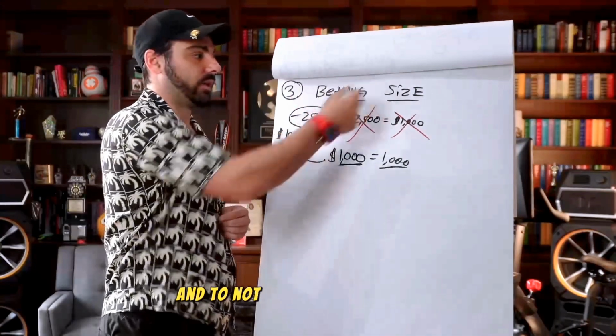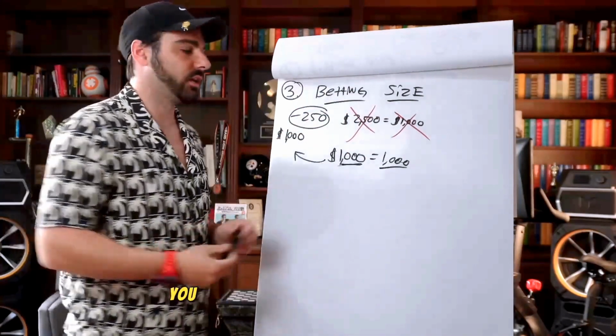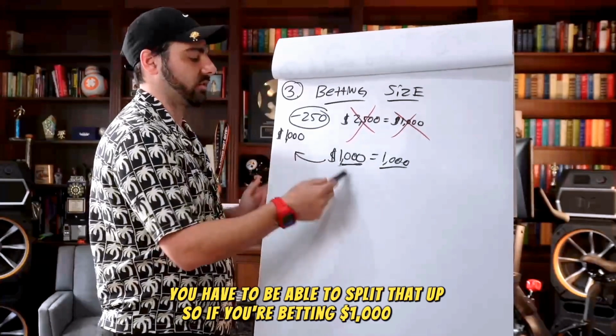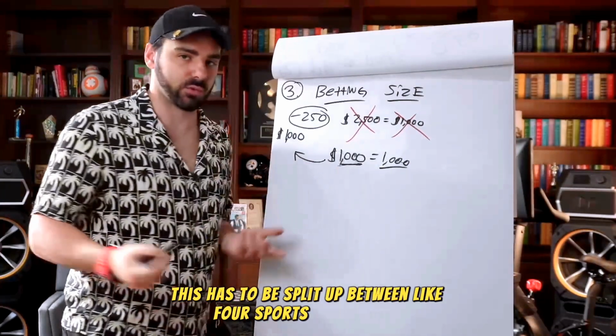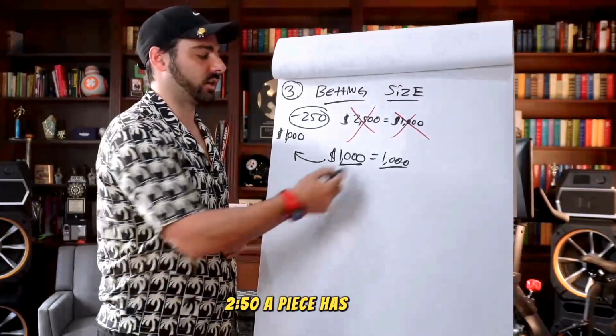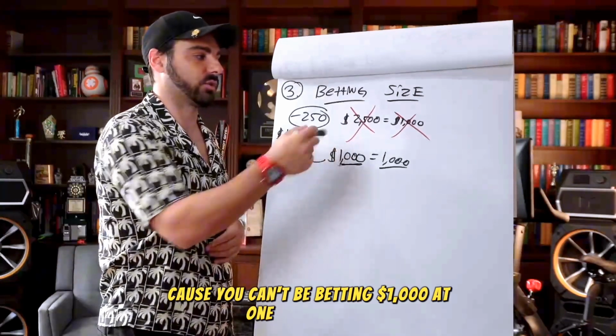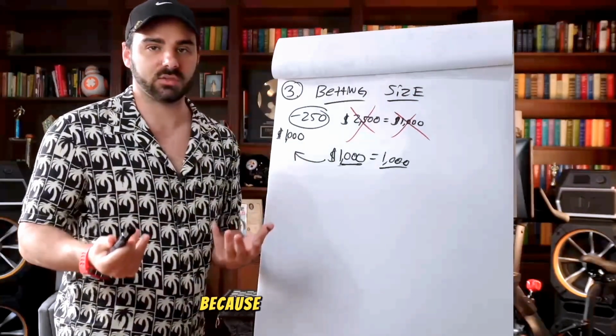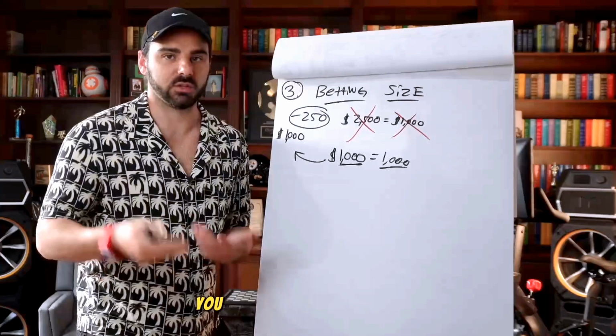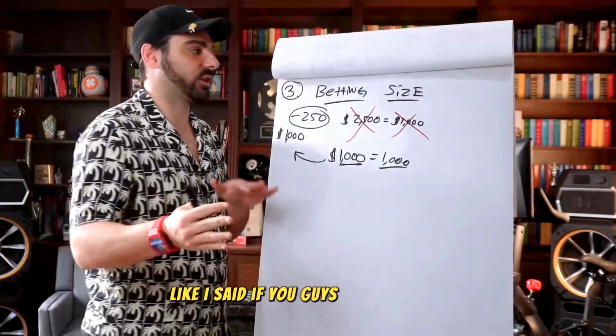And to not get banned from your sportsbook, you have to be able to split that up. So if you're betting $1,000 a game, this has to be split up between like 4 sportsbooks. Okay, $250 a piece. Because you can't be betting $1,000 at one sportsbook with anything that I teach, because you will get banned, you will get limited.